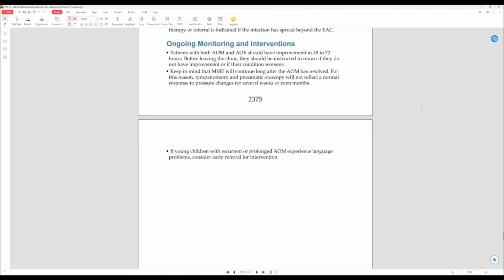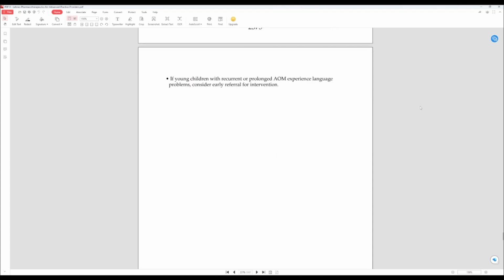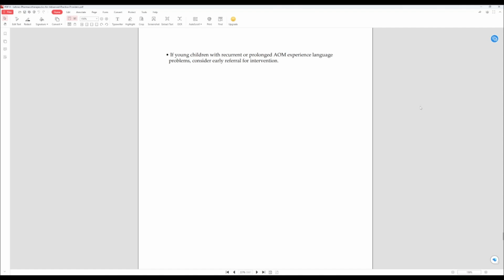And then ongoing monitoring and interventions. Patients with both AOM and AOE should have improvement in 48 to 72 hours. Before leaving the clinic, they should be instructed to return if they do not have an improvement or if their condition starts to worsen. Keep in mind that MME will continue long after AOM has resolved. For this reason, tympanometry and pneumatic otoscopy will not reflect a normal response to pressure changes for several weeks or even months. And finally, if young children with recurrent or prolonged AOM experience language problems, consider early referral for intervention.